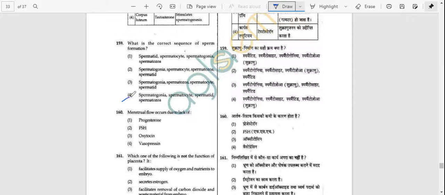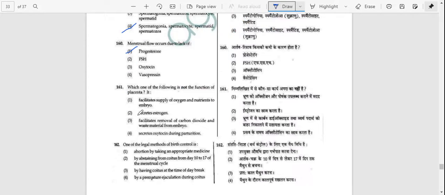Option number D is the correct answer. Menstrual flow occurs due to lack of progesterone, FSH, oxytocin, vasopressin. Answer होगा option A, progesterone.